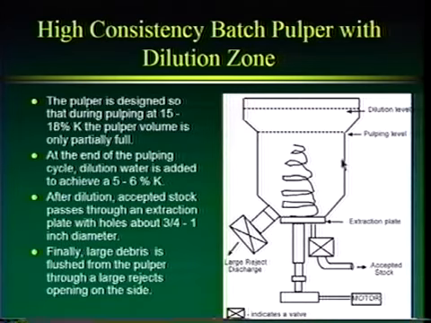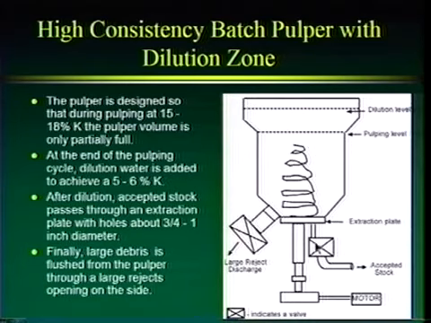Well, first we dilute with water, so now we're at 5 to 6% consistency. Now in the bottom of the pulper we have an extraction plate. So it's a plate with holes in it. And at that lower consistency, the pulped material and some of the small unpulped material will go out the exit port, and that exit port will be a little bit bigger. This is not to scale.